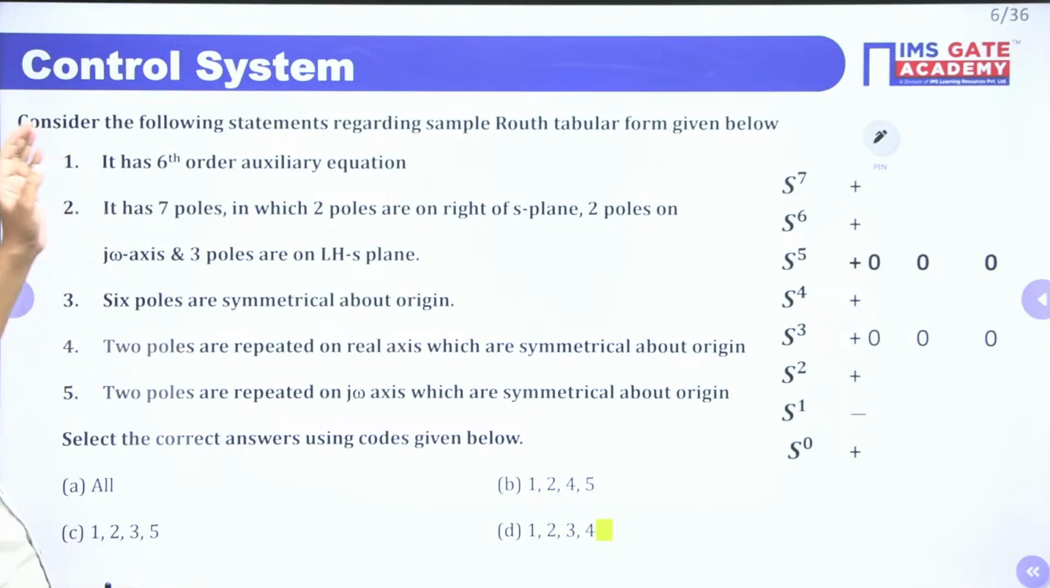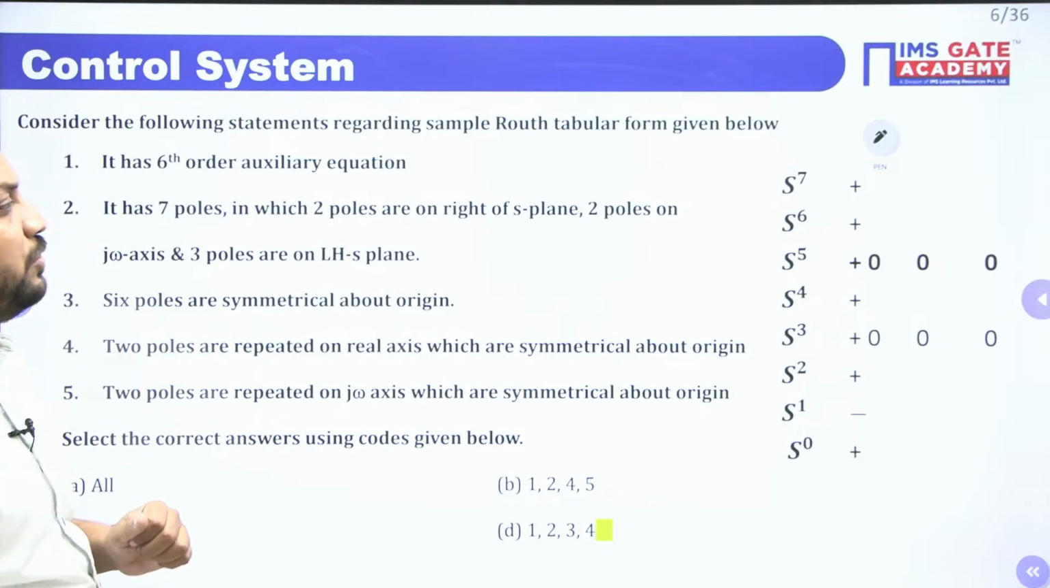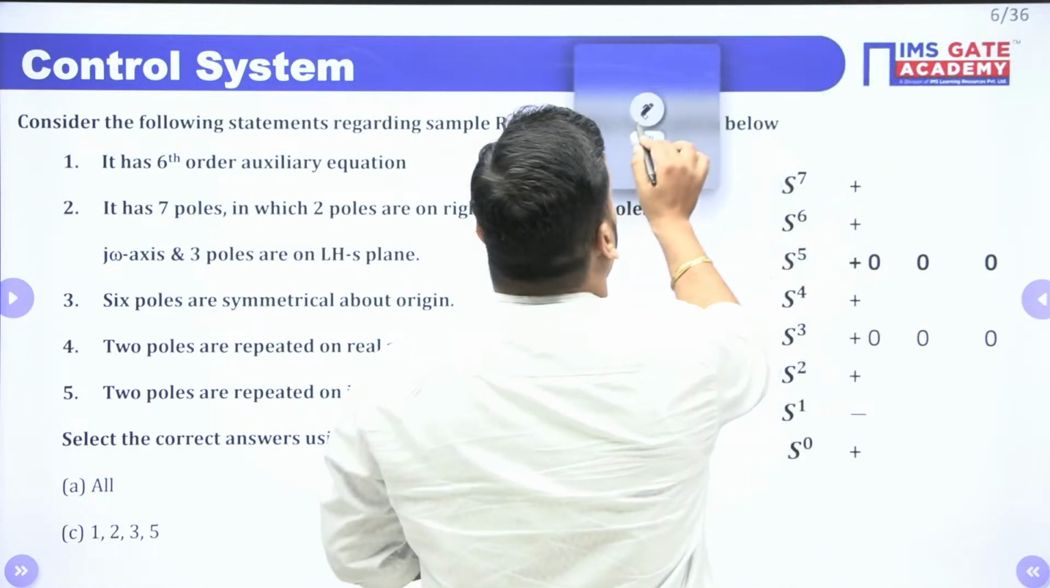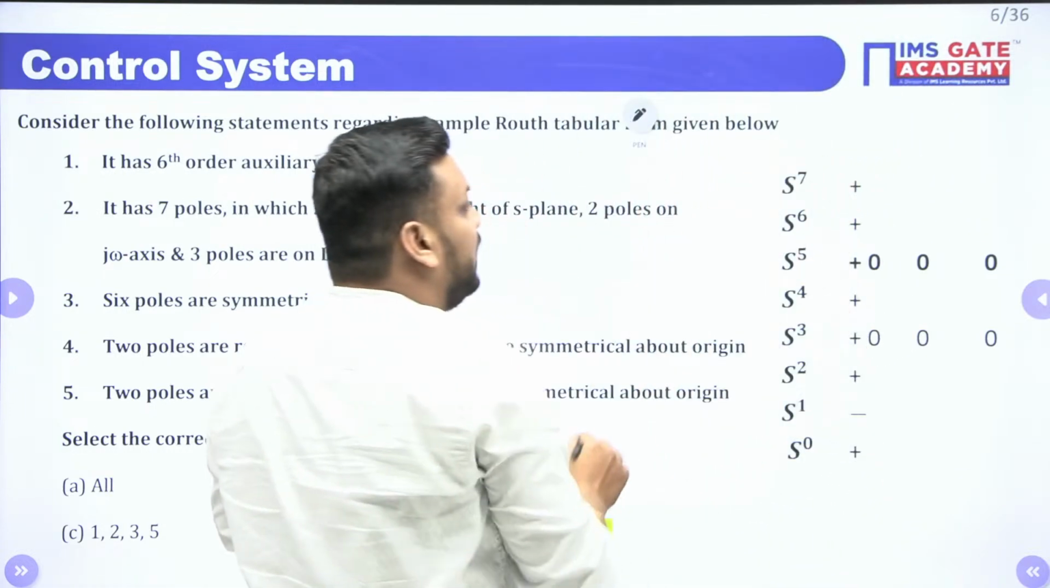So tell me guys, this is also a very good question and a conceptual question, but here you need to check the highest power of S. What is it?